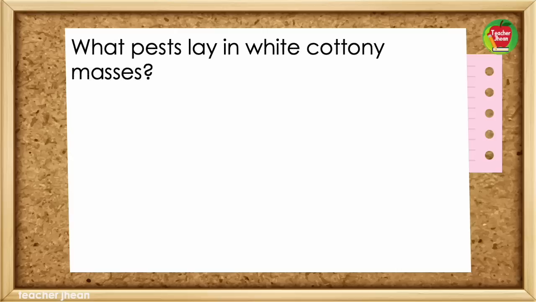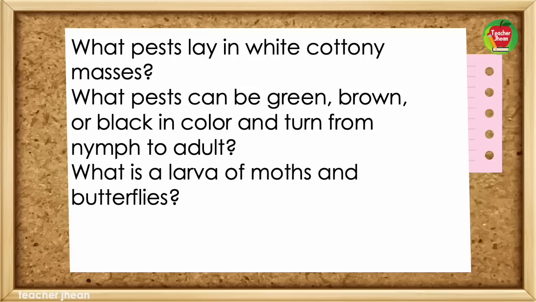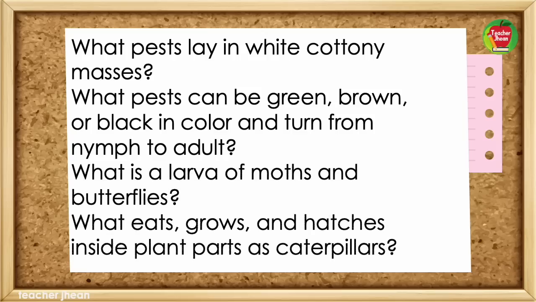What pests lay in white cottony masses? What pest can be green, brown, or black in color and turn from nymph to adult? What is a larva of moths and butterflies? What eats, grows, and hatches inside plant parts as caterpillars?